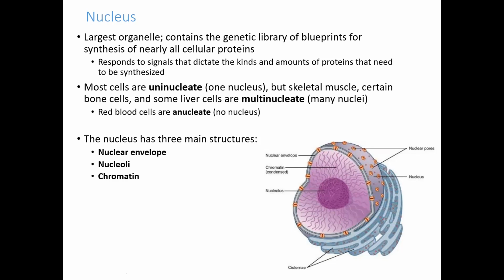Now, most cells in our body that have a nucleus only have one nucleus. Skeletal muscle cells have multiple nuclei, many. They have a whole bunch of nuclei in there. It doesn't matter because they don't reproduce. They don't have to worry about their DNA in there.